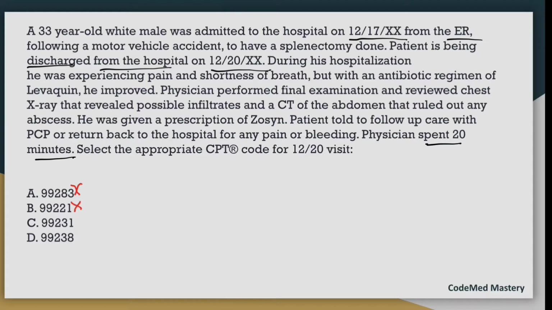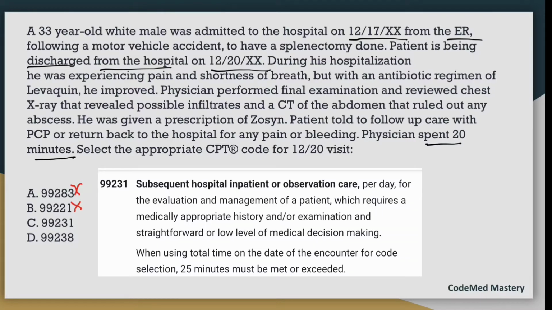Coming to option C, 99231. 99231 is for subsequent hospital inpatient or observation care. That is, MDM is low level and time is 25 minutes. But in our case, there is discharge from the hospital on a different day. The admission is on 17th and the discharge is on 20th. So it's a different day discharge question. So by this we'll eliminate option C, which is for subsequent hospital inpatient care.